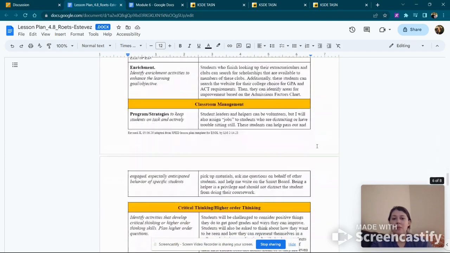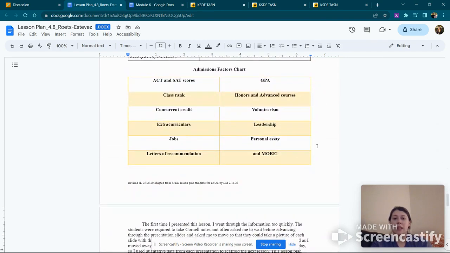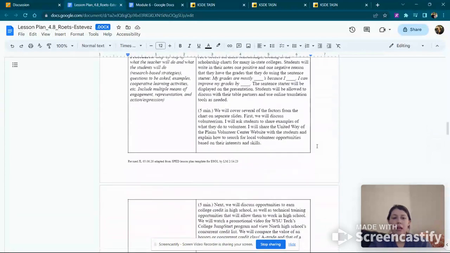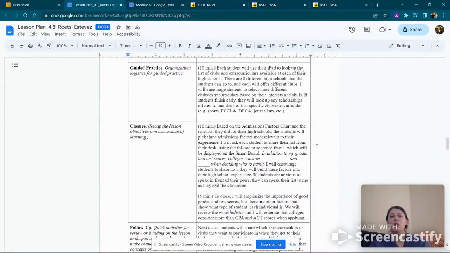Something that I haven't been doing that I want to start doing is handing out printouts. I include this admissions factors chart on the first slide of the presentation, but students don't have a copy of the presentation. So if they didn't get a picture of this slide or they didn't get to write it down, then they don't have anything to refer to. So I gave them this chart. I also added extra opportunities for practice and demonstrating.